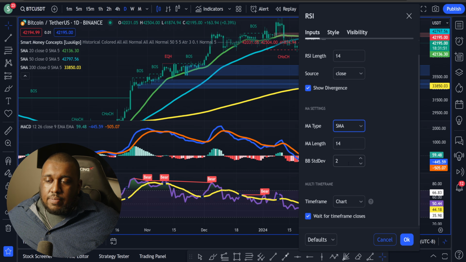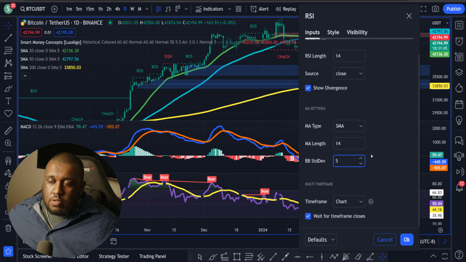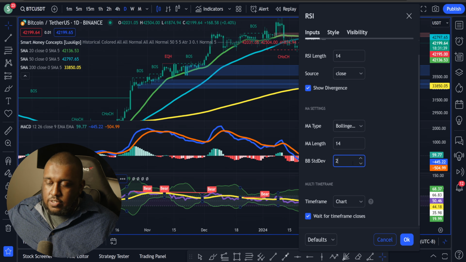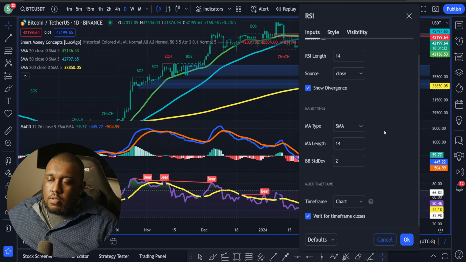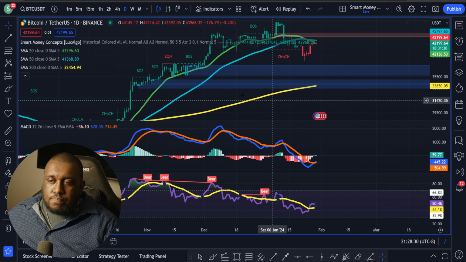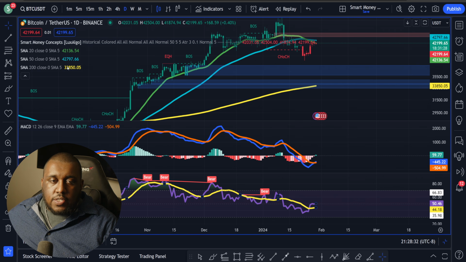Standard deviation, you can keep that as 2. Standard deviation only matters when it comes to Bollinger Bands. If I turn this to 5, nothing happens, okay? But if I go over here to Bollinger Bands 5, and I go back to 2, look at it, there you go. It'll shift. Time frame, keep as chart. You don't have to change anything else here.